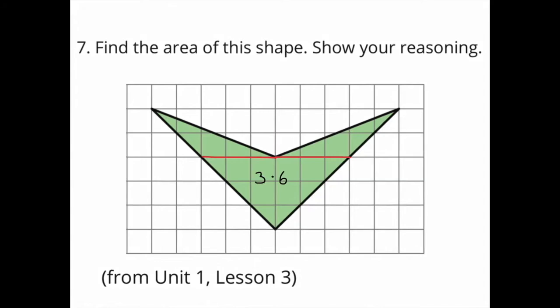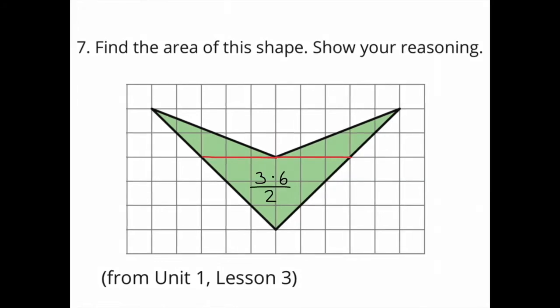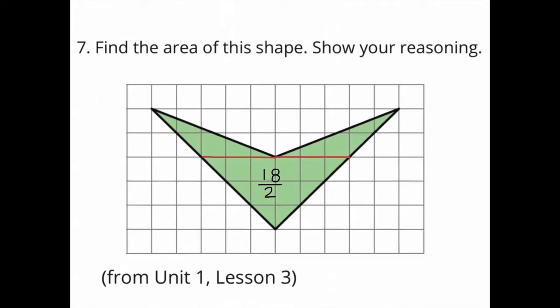The dimensions of the larger triangle on the bottom is 3 by 6. The area of that triangle is 18 divided by 2, since 3 times 6 is 18. And 18 divided by 2 is 9. The area of this triangle is 9.